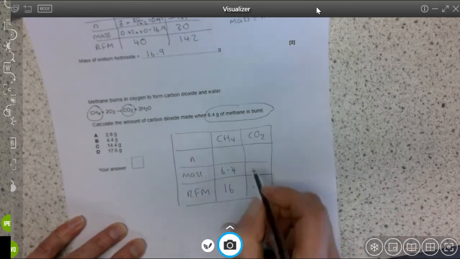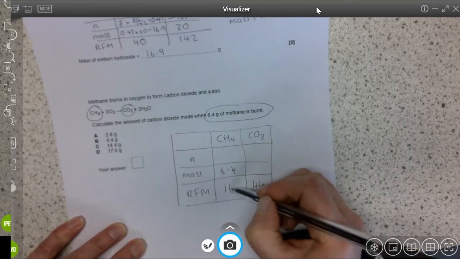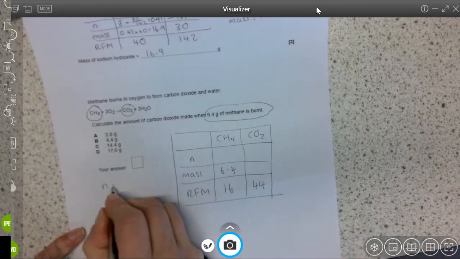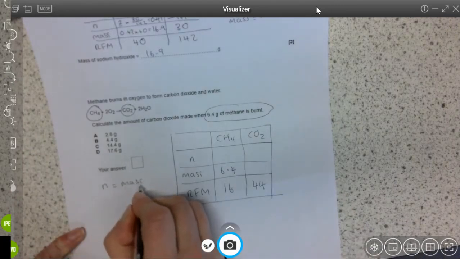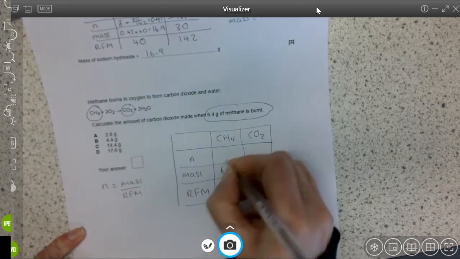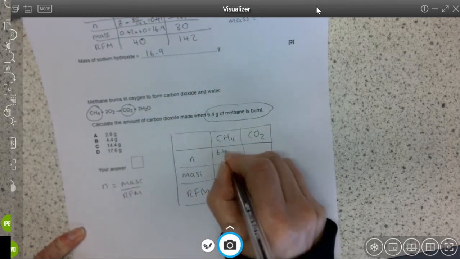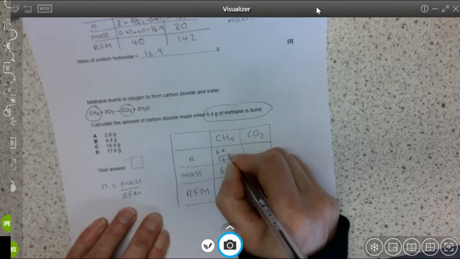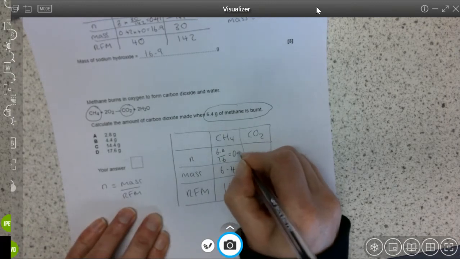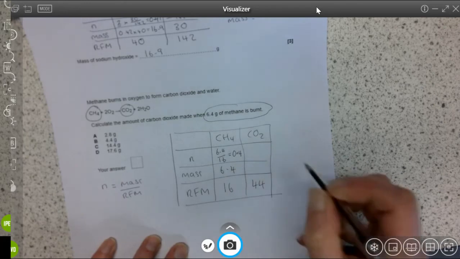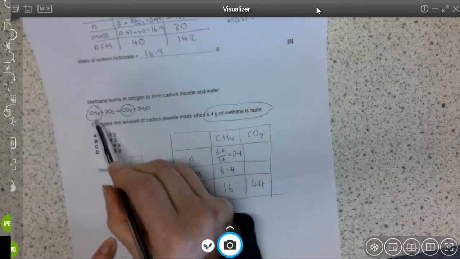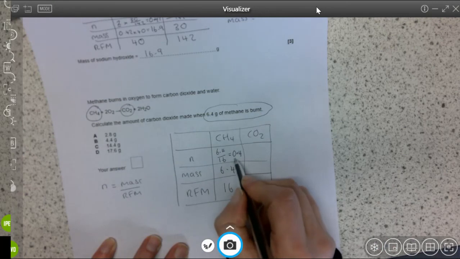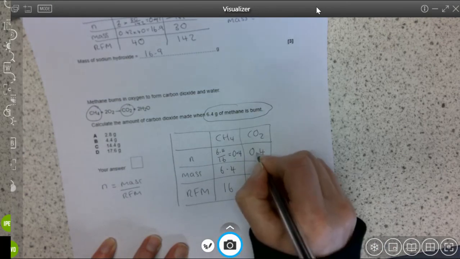Now if I look at that table, I can see I've got 2 values. Whichever one I've got 2 values for, I can work out the third value. Number of moles is mass over relative formula mass, so the number of moles of methane is 6.4 divided by 16. If I stick that into my calculator, I get 0.4. Now, if I look at the equation, this one's a bit easier because 1 mole of methane gives me 1 mole of carbon dioxide. So however many moles of methane I've got, I have the same of carbon dioxide.